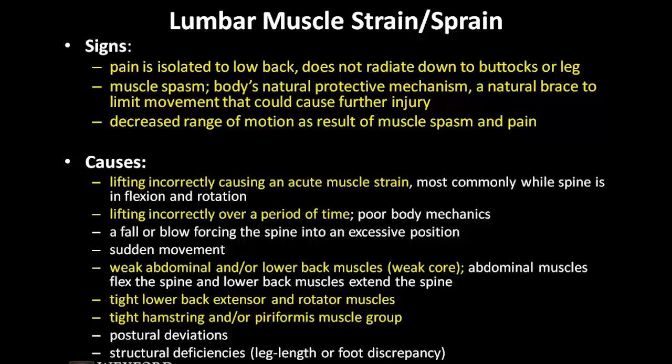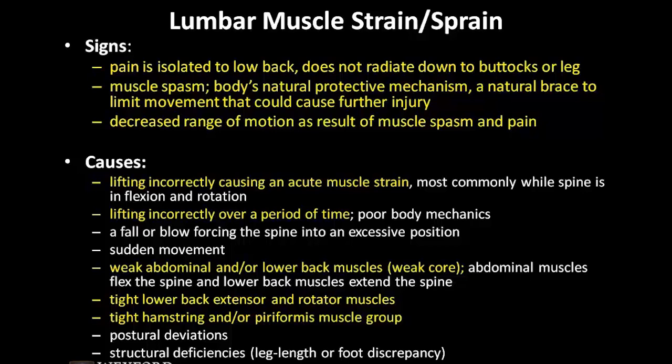The most common lower back injury is the lumbar muscle strain or sprain. With this injury, pain is isolated to the musculature and does not radiate down the buttocks or leg. Muscle spasms are common and are the body's natural protective mechanism, a natural brace to limit movement that could cause further injury.